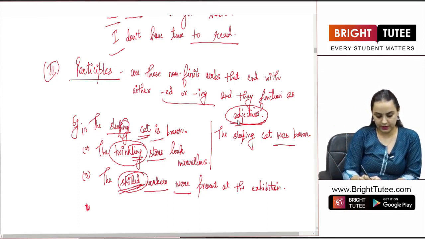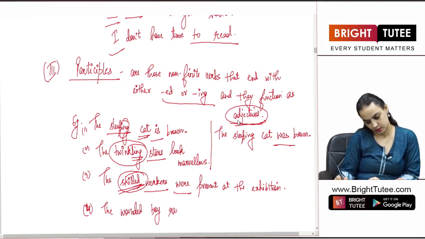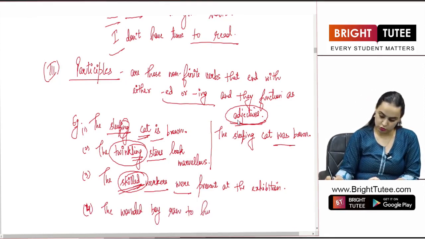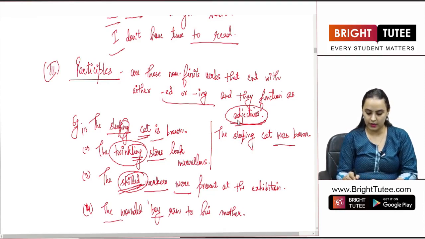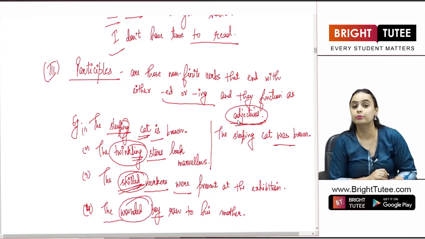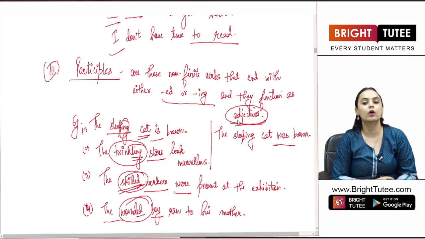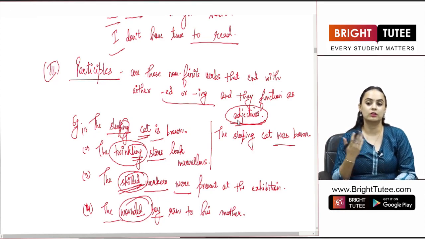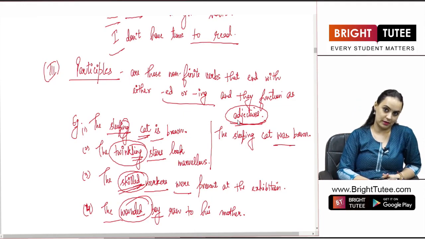Similarly, if I give you another example, the wounded boy ran to his mother. Who am I talking about? A boy who is wounded. So the verb wounded, which ends with an ed, is telling me the quality of the boy, the feature, the characteristic of this boy who ran to his mother.